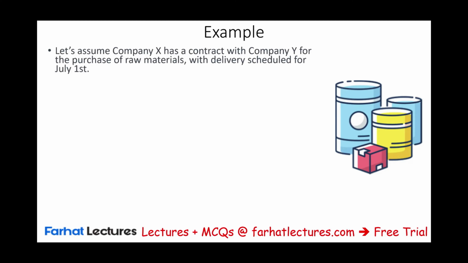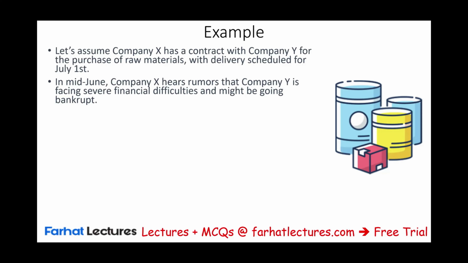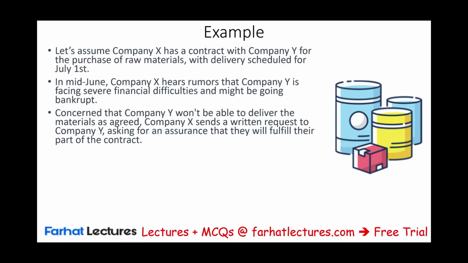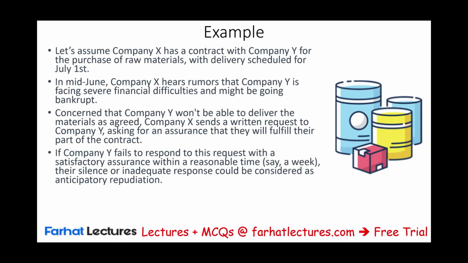Let's assume Company X has a contract with Company Y for the purchase of raw material with delivery scheduled for July 1st. Mid-June, Company X hears rumors that Company Y is facing severe financial difficulties and they're going out of business. Now, obviously concerned that Company Y will not be able to deliver, what's Company X going to do? They're going to send them a request asking for reassurance that they are going to fulfill their part of the contract. If Company Y fails to respond to this request within a reasonable time, a week or a few days, their silence indicates what? That they cannot perform, therefore considered anticipatory repudiation.